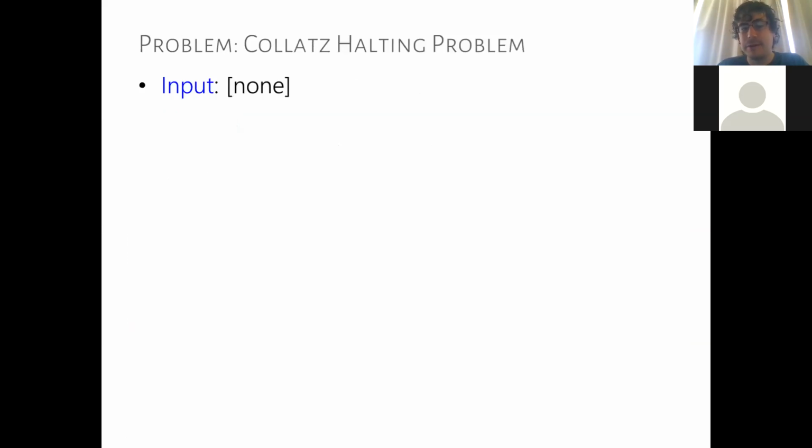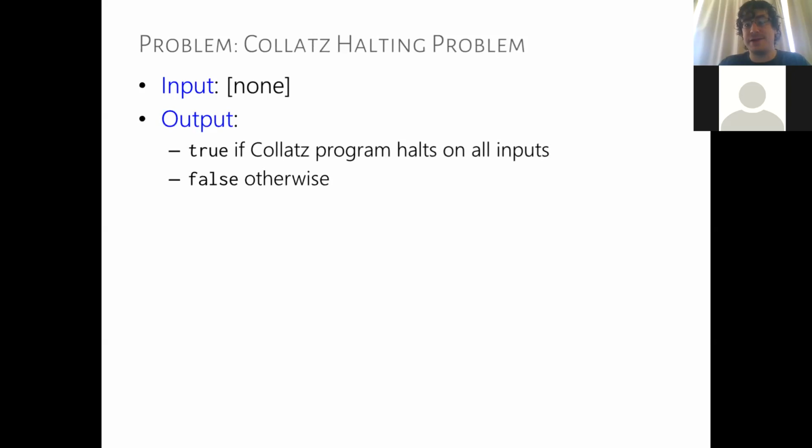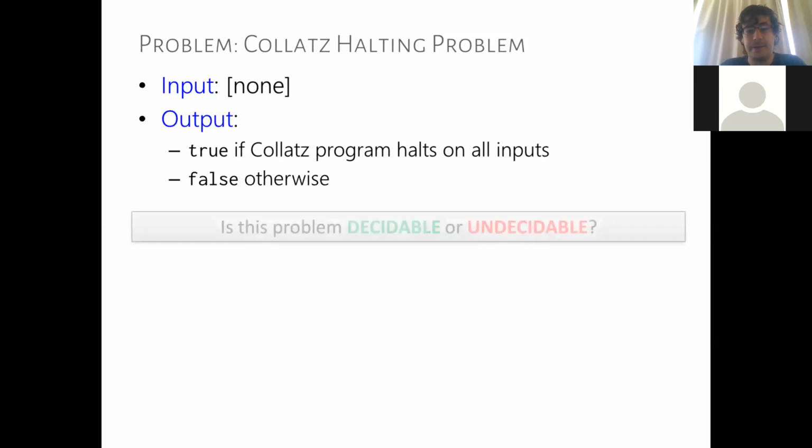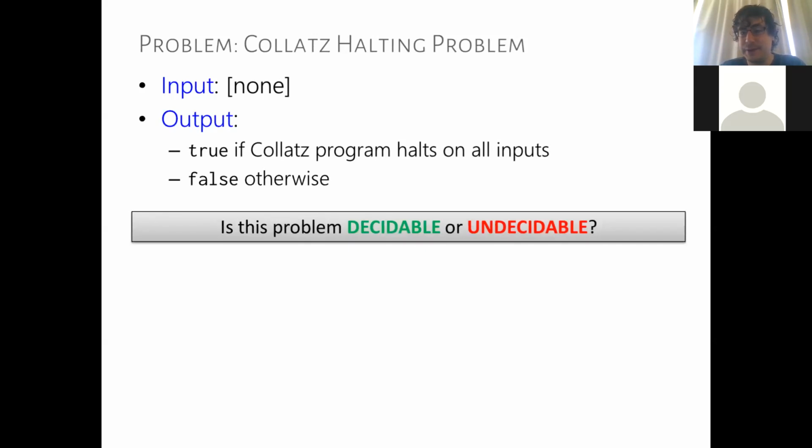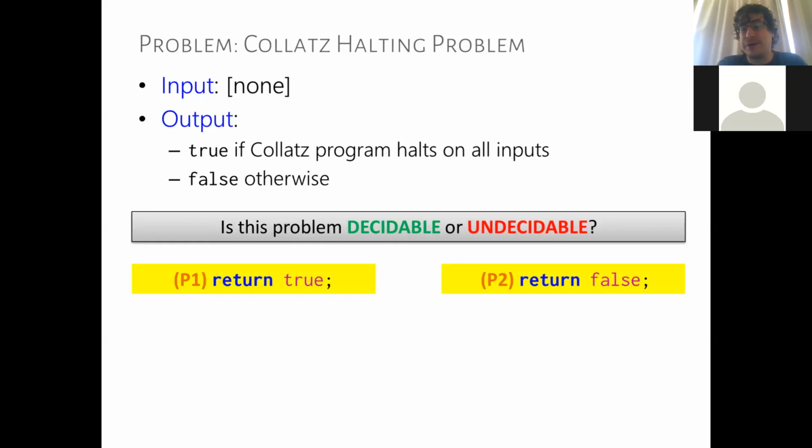Similarly, if we have the collapse halting problem, we have it as input none. So we just have some blank input that we don't consider, or we can pass something and ignore it if we like. The output would be true if the collapse program halts in all inputs, or false otherwise. Okay. Is this problem decidable or undecidable? Does there exist a program that will always return the correct answer and halt with the correct answer? Well, we have two options.